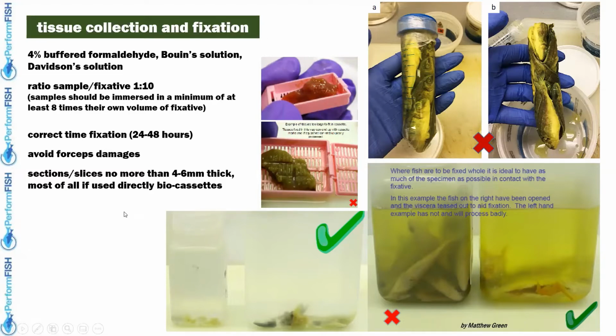Another very important thing is the thickness of the sample, which should be 4 to 6 millimeters thick. If biocassettes are used directly, it's very important not to exceed in thickness, because the imprinting of the cassette on the sample could create some artifacts later when the slides are prepared. For all the other steps, you will have to rely on a laboratory you trust, of course. For the processing and the staining, it's necessary to have a good histological lab.